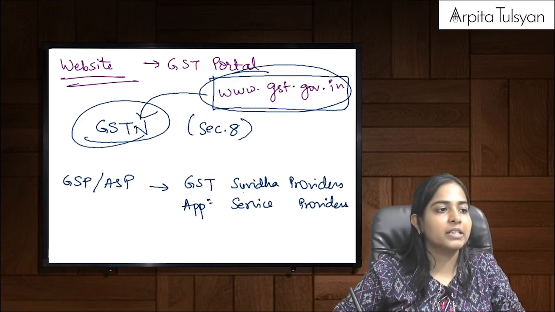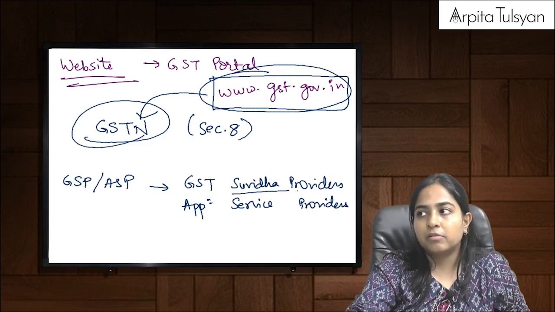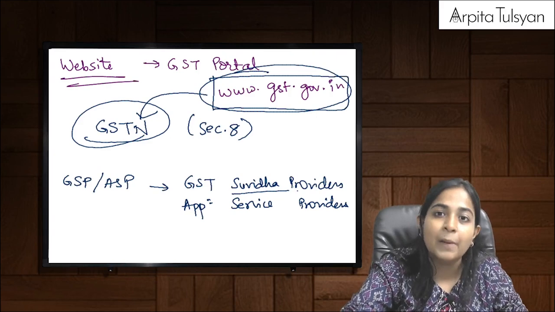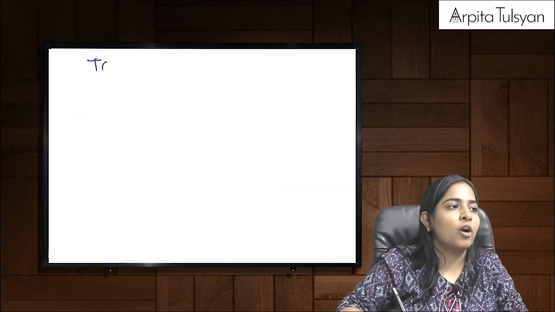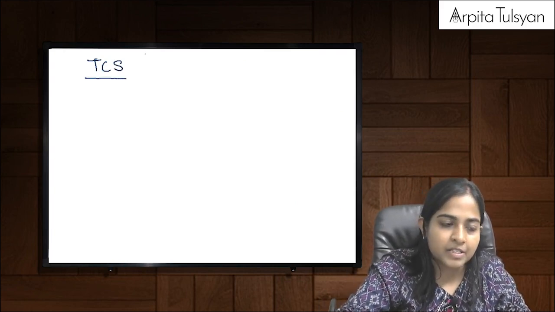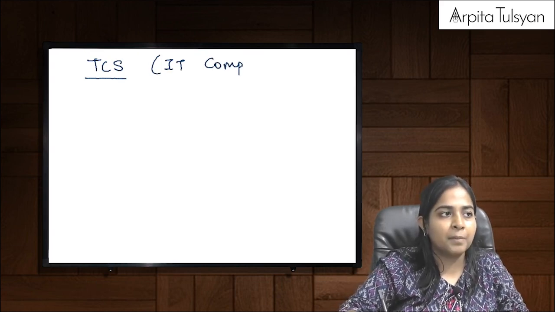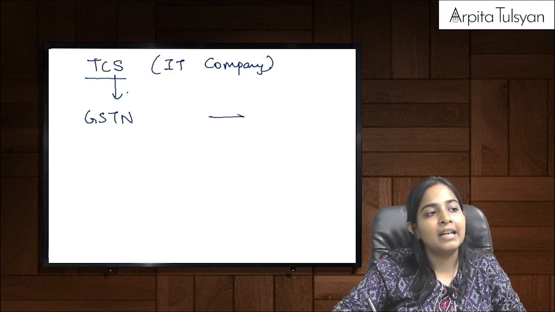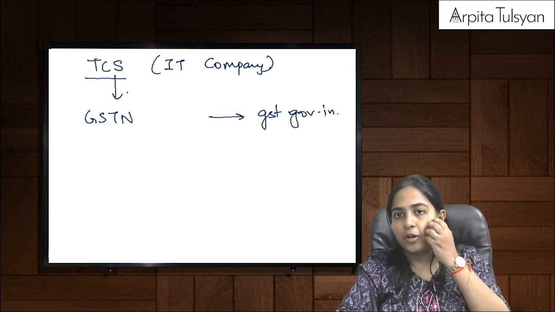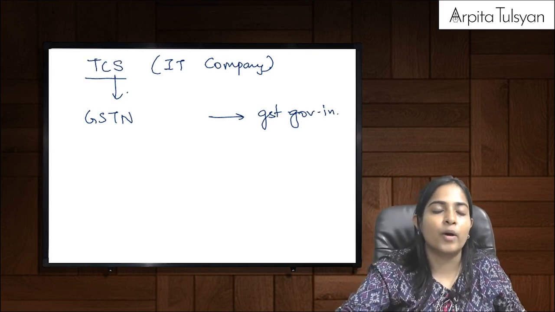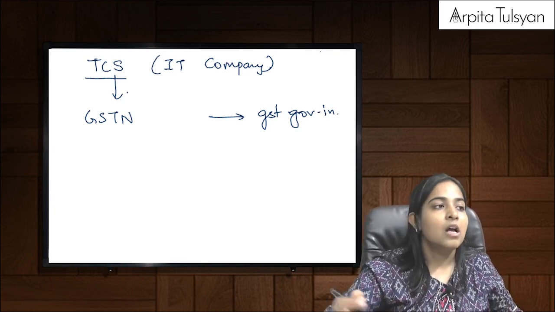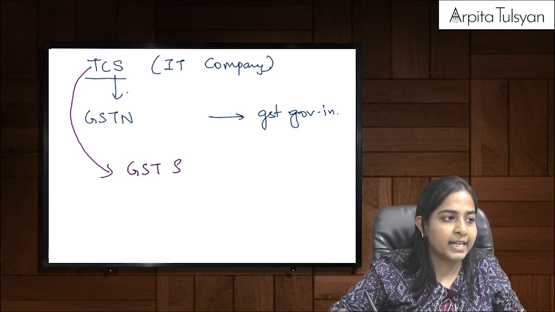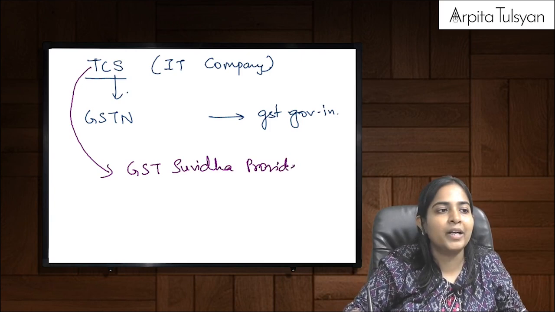Now let's discuss GST Suvidha Providers first. If a particular website is to be run, there will be some IT company, an information technology company, which helps them run the website. Have you heard about a company called TCS, Tata Consultancy Services? Yes, this is an IT company. It provides the necessary support to GSTN to run the website gst.gov.in. TCS is not the only one; suvidha means help or service. Just like TCS, there can be other service providers, and these IT companies are called GST Suvidha Providers because they help the government run this website.